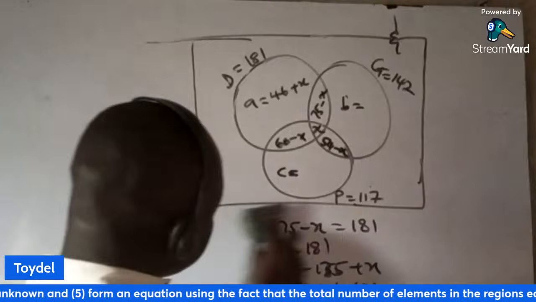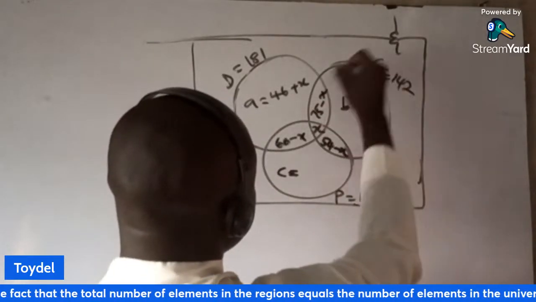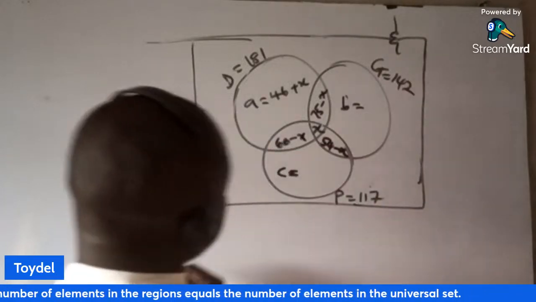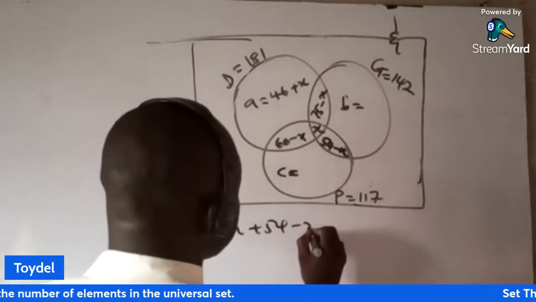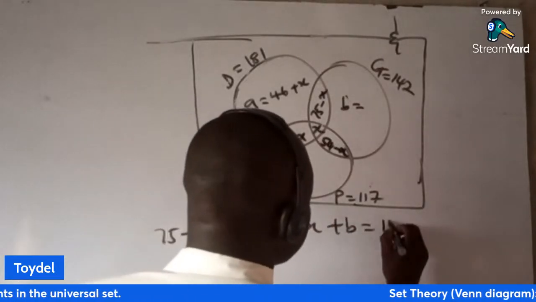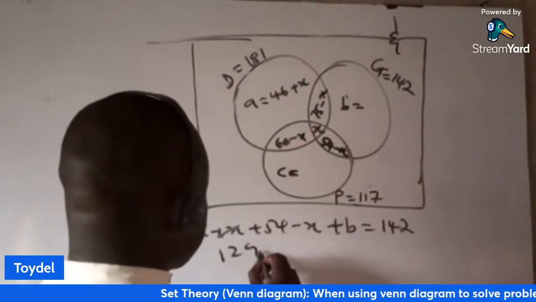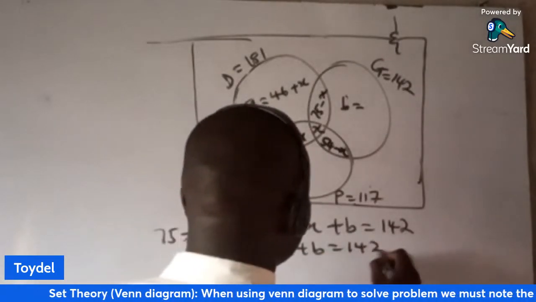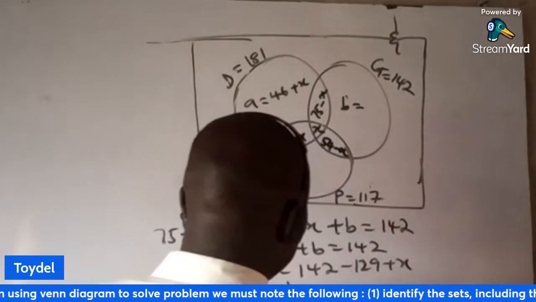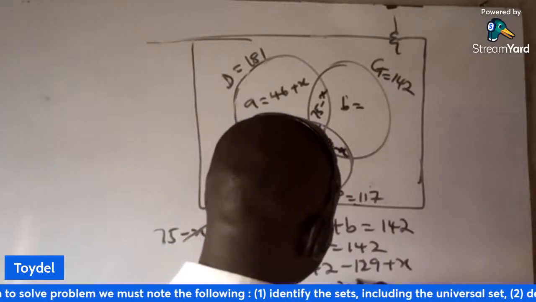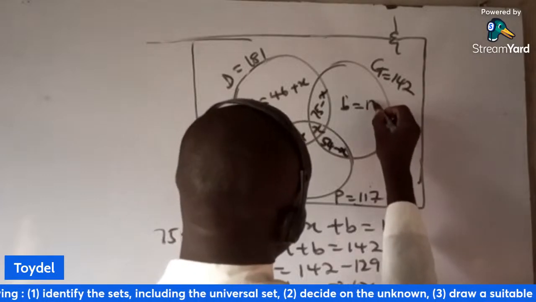So I'll go to Guardian. I will add everything in this subset circle together where I have G, and equate it to 142. Then I'm going to have 75 minus x plus 54 minus x plus b is equal to 142. The minus x can take care of x. If I add these two together, I'm going to get 129 minus x plus b is equal to 142. Then b will now be equal to 142 minus 129 plus x. Then b will now be 13 plus x. So the readers that read Guardian alone in terms of x will now be 13 plus x.